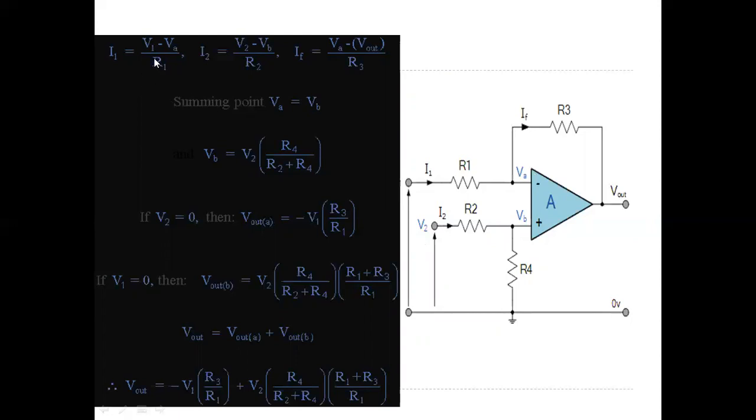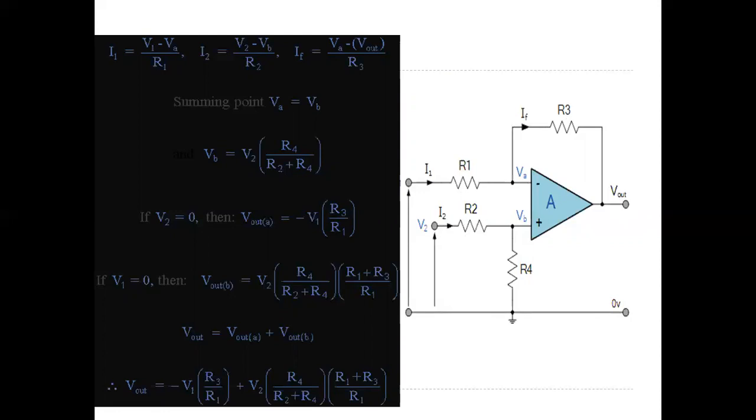I1 is equal to, here we have the voltage V1, so V1 minus VA by R1. Similarly, I2 is equal to the difference voltage, V2 minus VB by R2. Similarly, IF is equal to the difference voltage, VA minus V0 by R3. So here, in order to find the output voltage V0, we are using the superposition theorem.